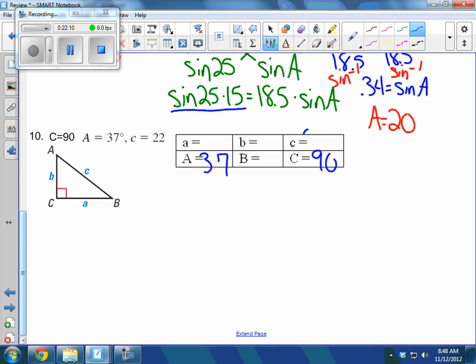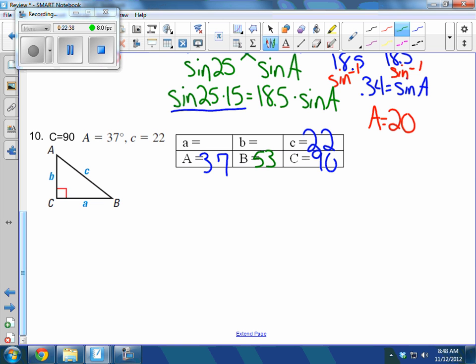So I know big C, I know big A, and I know little c. Now, on the written answer key, I actually use sine, cosine, tangent. So maybe check that out just to get a different perspective on the problem. So first thing I notice is I have law of sines, but I can quickly find big B because my three angles are going to add up to 180. So I'm going to do that first. Big B is going to end up being 53.